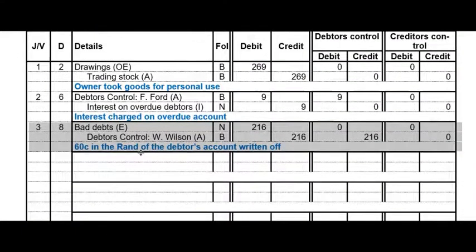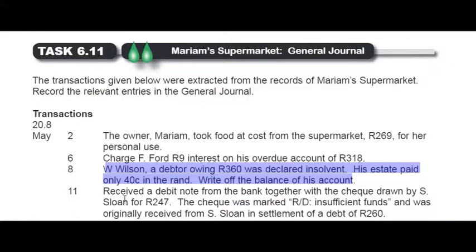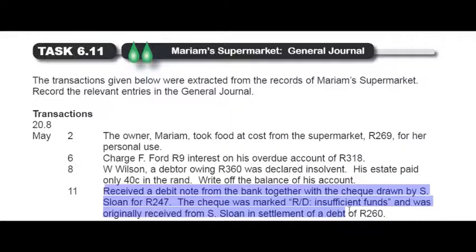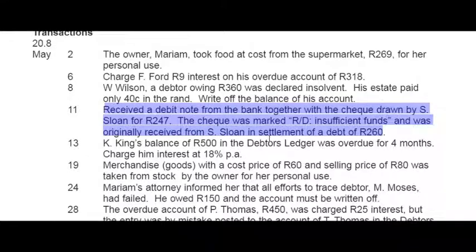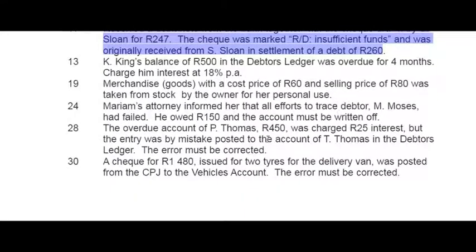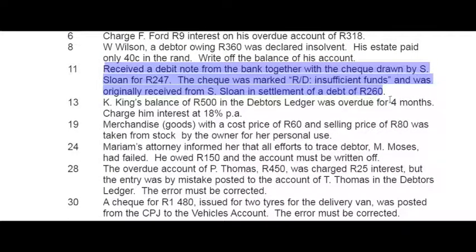Okay, then let's look at the next transaction. It says, received a debit note from the bank together with the check drawn by S. Sloan for 247 Rand. The check was marked RD insufficient funds and was originally received from S. Sloan in settlement of a debt of 260 Rand.